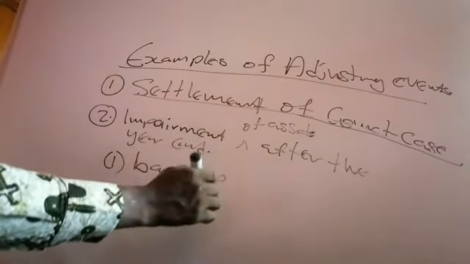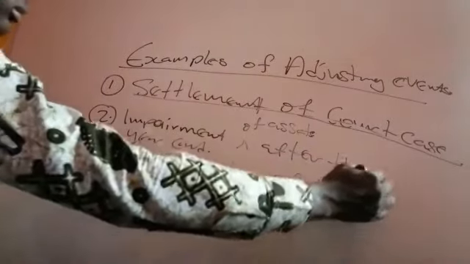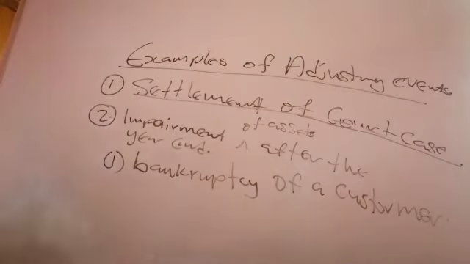Bankruptcy of what? Of a customer. Or what if the customer decided to die? He decided to die. Yes, it's true. He's avoiding the debt. Because if he died or killed himself, you can't also kill yourself to take the money. Or in fact, if you want him to pay, then unless you kill yourself and follow him to the graveyard and take your money from there.